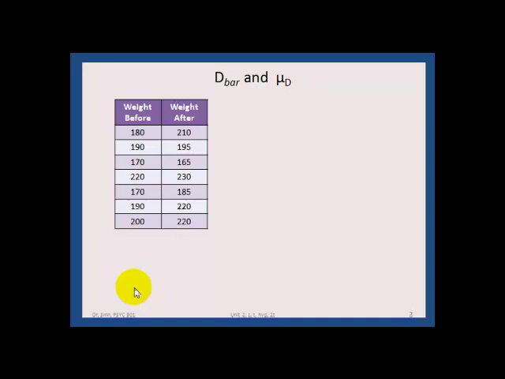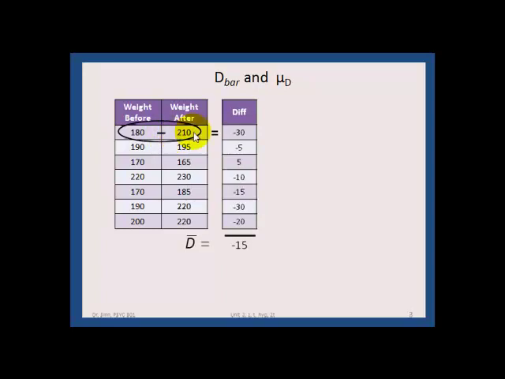Okay, so how would this work? We're going to first here look at D bar and mu D. So let's imagine that we have the weight before and the weight after a diet. And these are the people that are matched, or either they're the same person. So somebody before weighed 180 and now they're up to 210. So what's the difference here? 180 minus 210 would be a difference of negative 30. And we could do this for each one of these. This minus this gives us the difference scores.